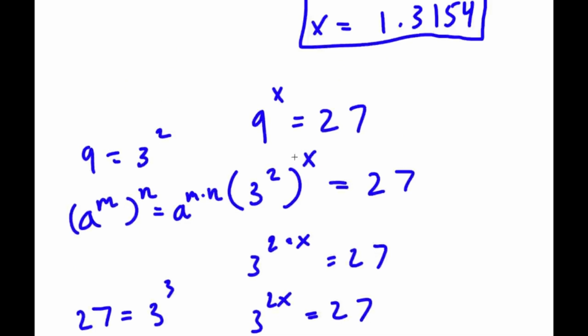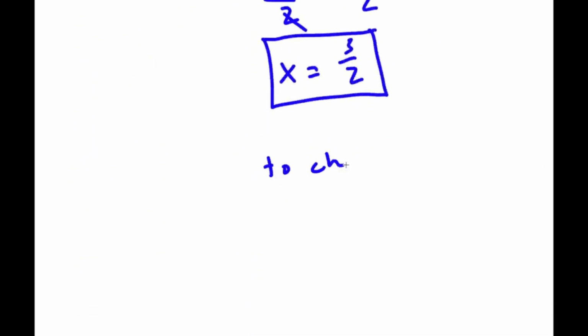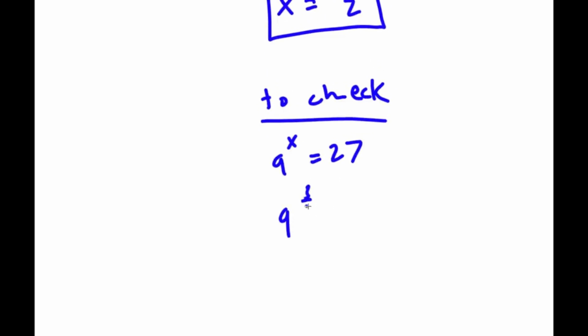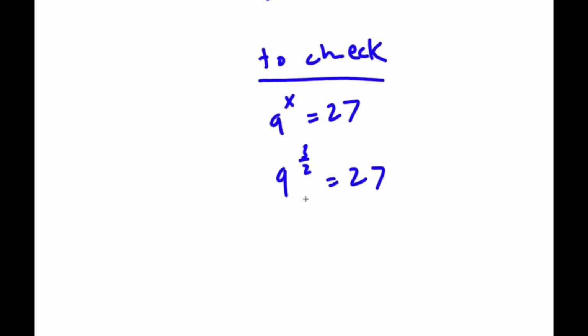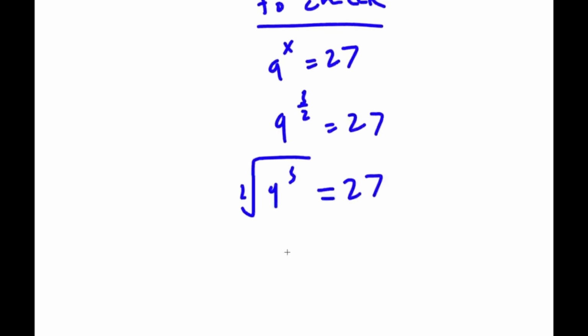And I can even go ahead and plug this in for x and see if it's right. So check. We have 9 to the power of x is equal to 27. X is 3 over 2, so we have 9 to the power of 3 over 2 is equal to 27. Now I can rewrite this as the square root of 9 to the power of 3, which is equal to 27.